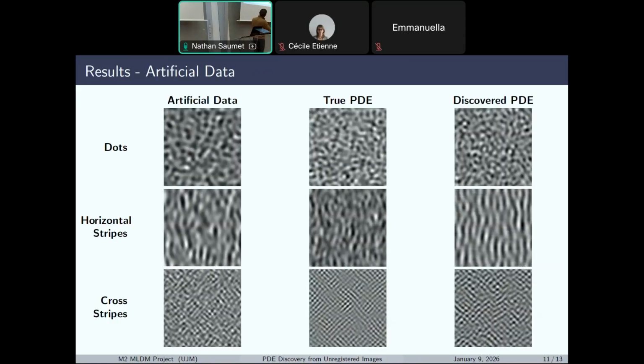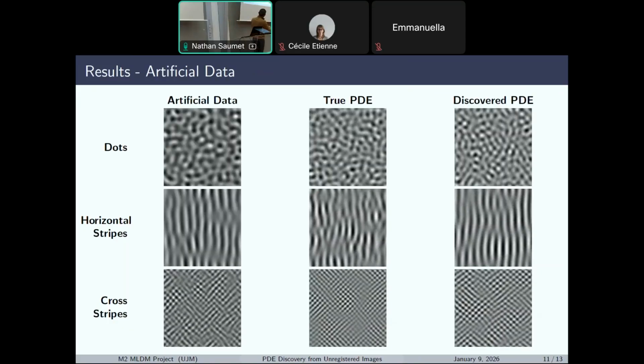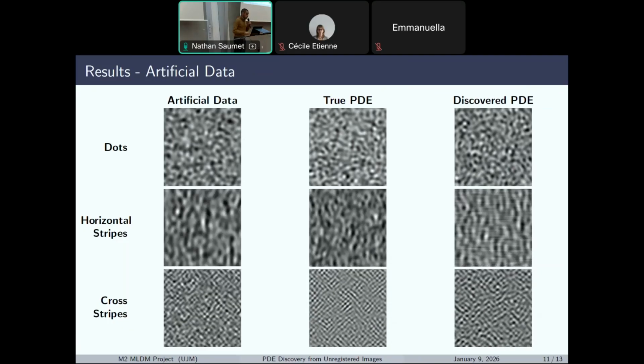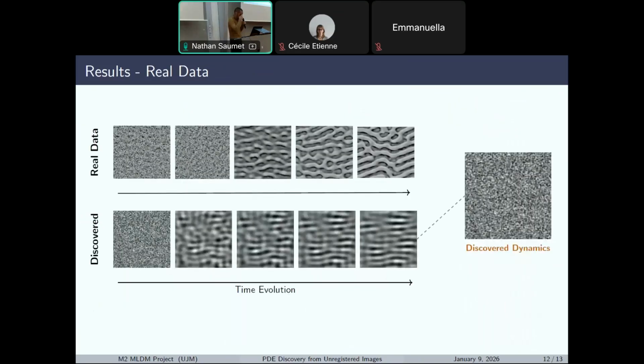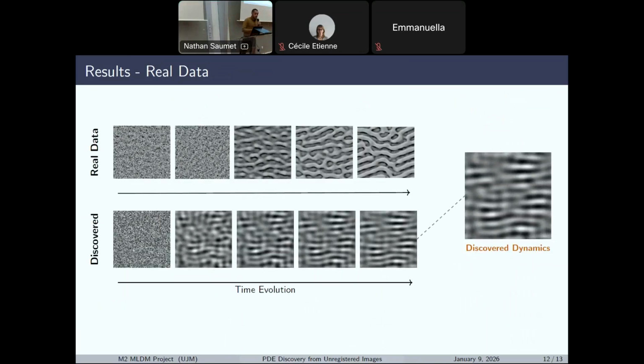We see that we were able to discover some PDEs that were reproducing exactly the correct patterns of the true PDE. On real data from laser-matter interaction, we had worse results, probably because the images are much more noisy and the methods would require much more tuning to work. But we see that we can still capture some patterns, such as the horizontal stripes that we see here, and some dot patterns that appear also in the real data.